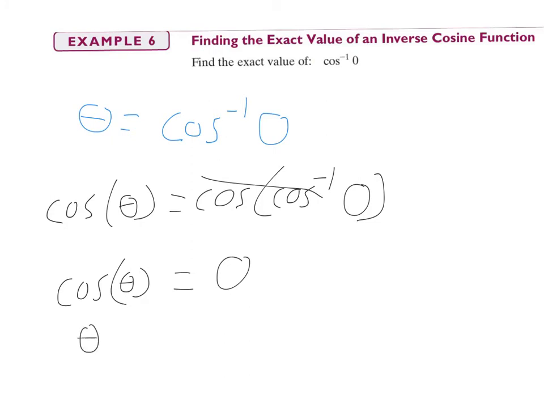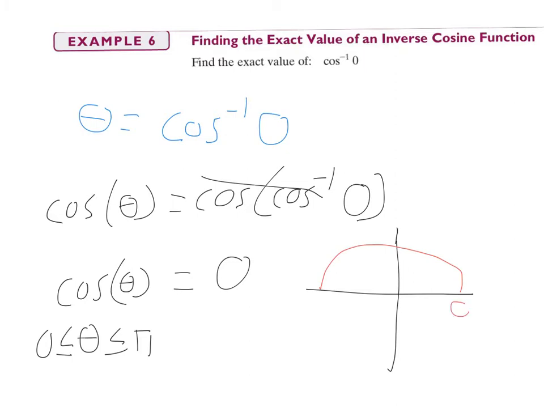Remember, theta is contained from 0 to pi. So what angle from 0 to pi gives you a cosine value of 0? If you remember on the unit circle, it's from 0 to pi, so it would be the first and second quadrant, because that's 0 and that's pi. At pi over 2, on the y-axis, that's the point (0, 1), so the cosine is 0, so theta would be pi over 2.